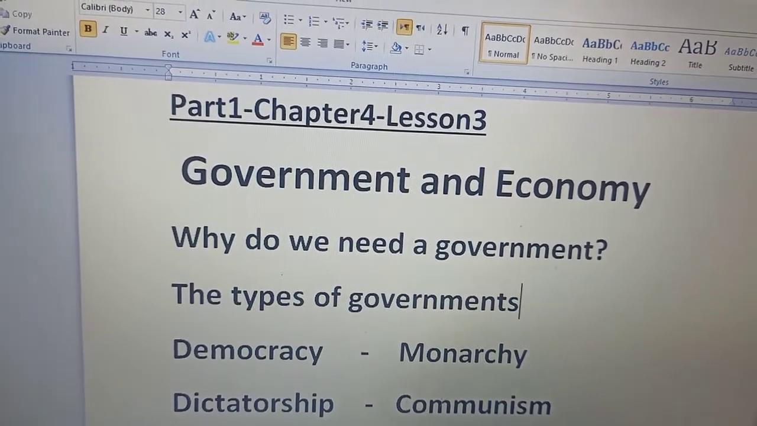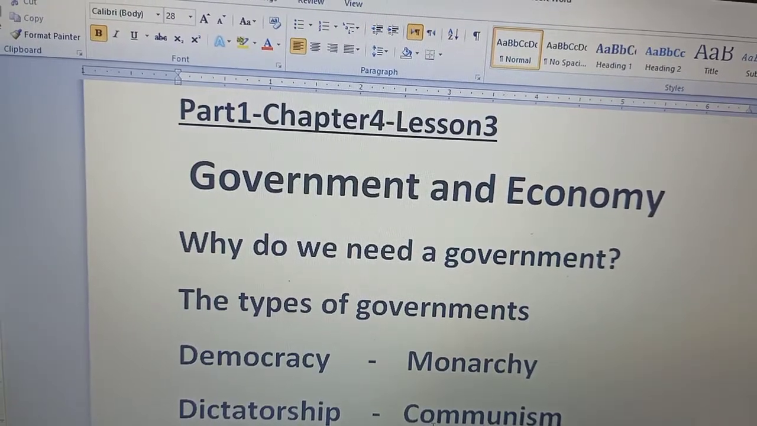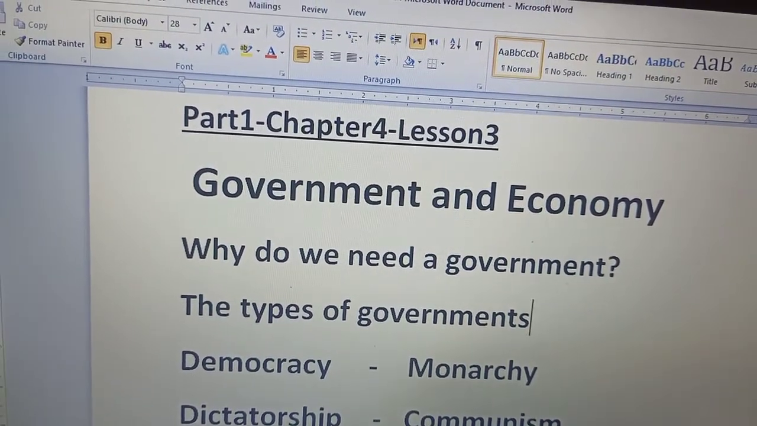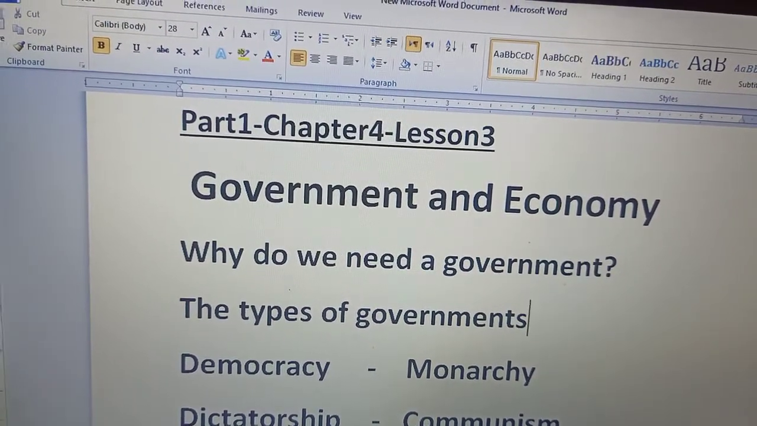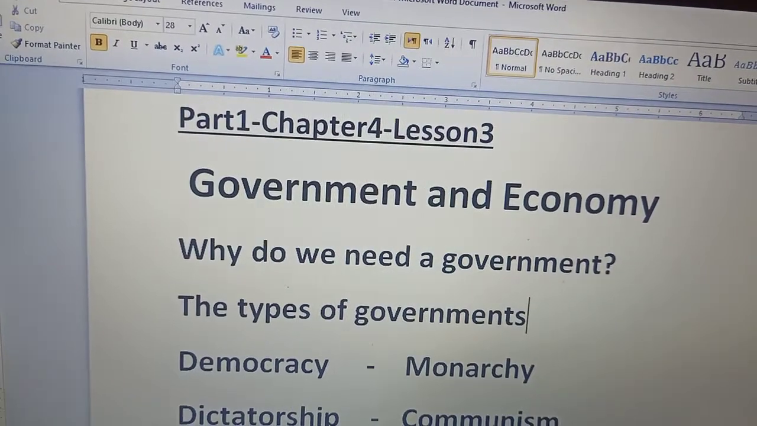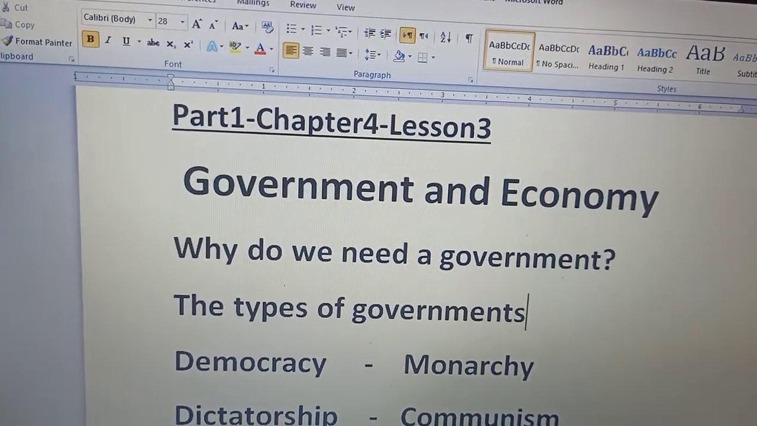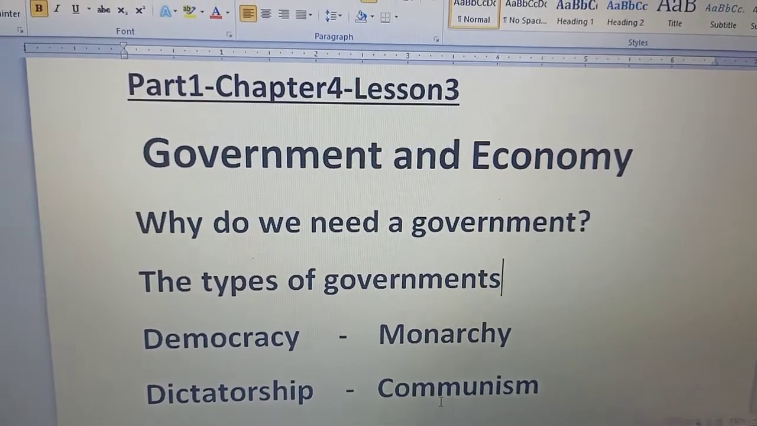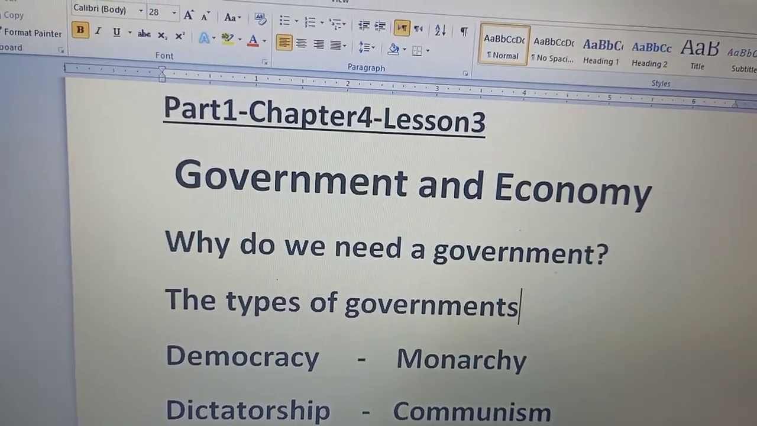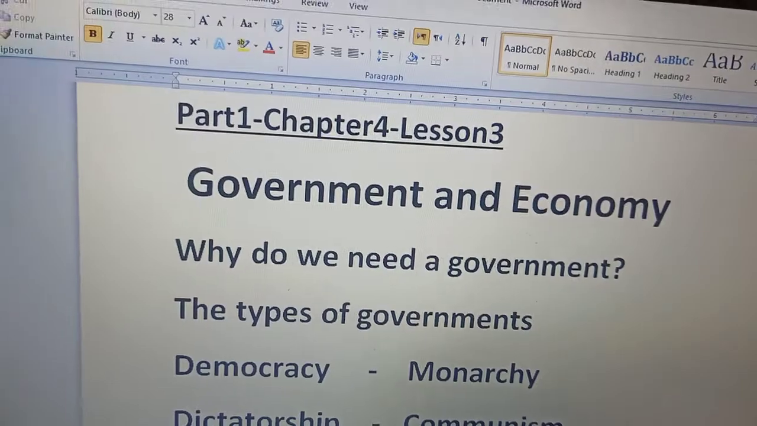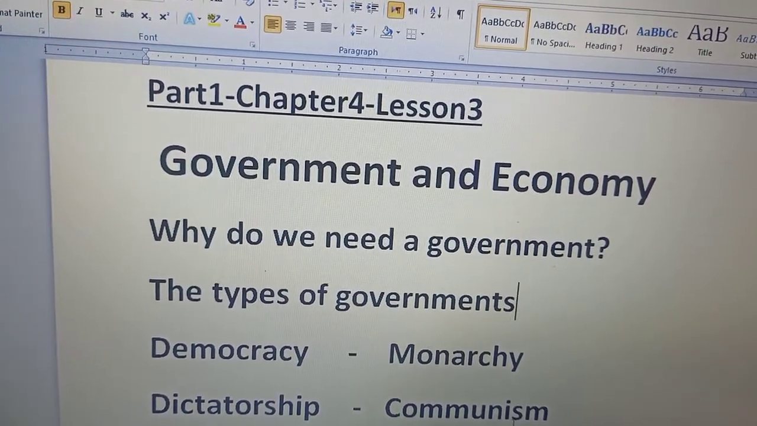Democracy is a form of government in which the people elect leaders and rule by majority. Most democracies protect people's rights. It's very important at this point. Most democracies protect people's rights to freedom. Freedom of what? Freedom of speech, religion, and free press or free journalism.